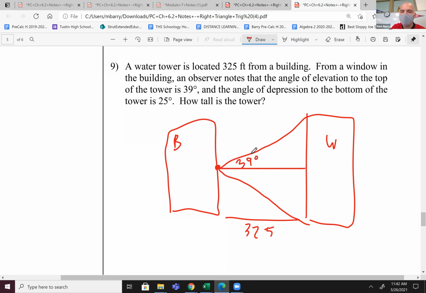From the horizontal up. Now, a lot of people, when they draw angle of depression, draw it right here. That is not correct, okay? See how this angle is created with a vertical line and a diagonal line? That's not the angle of depression. Angle of depression is always with a horizontal line and a diagonal line, so it's actually right here, okay?